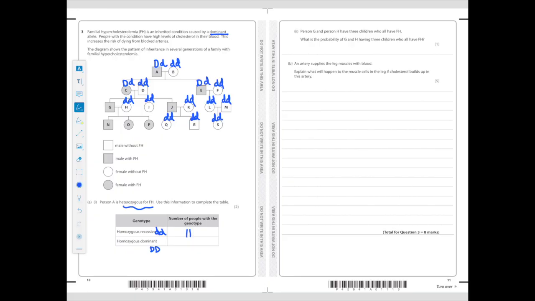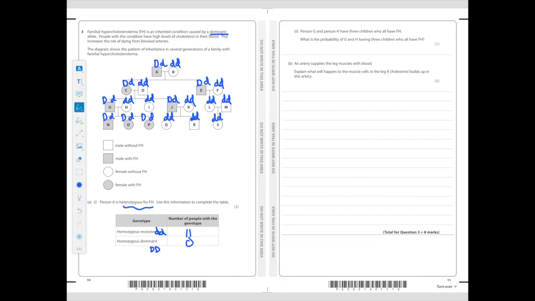Person G inherited a small lowercase allele from D. They have the disease, which is why they're capitalized. And the same goes for person J. And then looking at N, O, P, well, they inherited a small d from their mother. They have the disease, which is why they have a big D. So actually, looking for people with big D, the answer here is 0.